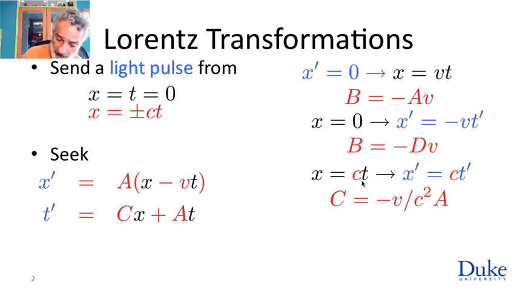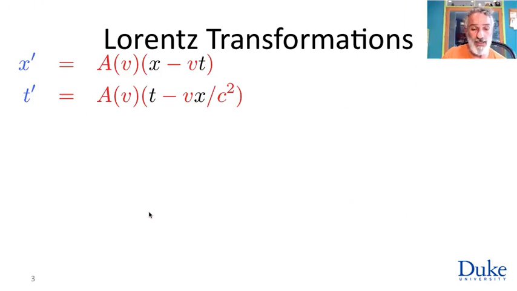And we can plug that back into these equations, and this is what we've discovered so far. I have put back the velocity dependence of A, now that it's not too cumbersome. There's only one coefficient that contains all the information. All right, how do I determine this velocity dependence of A?